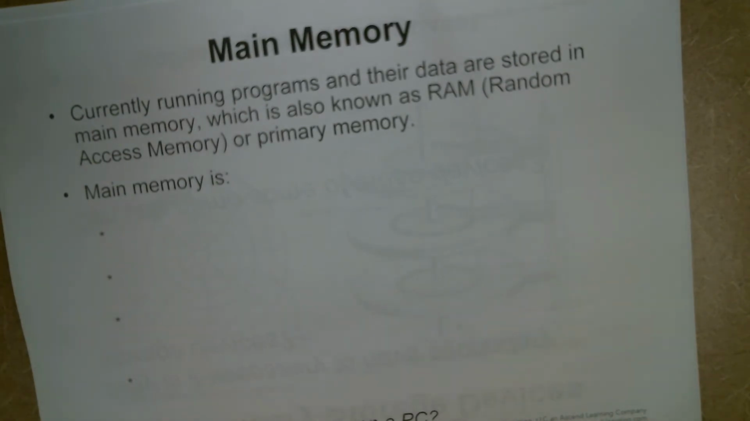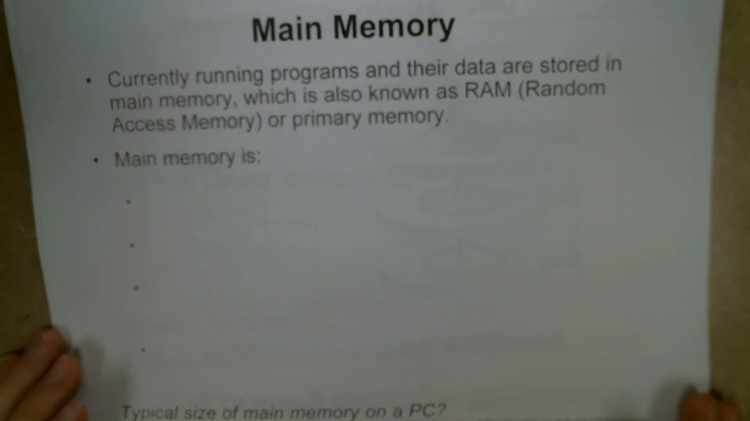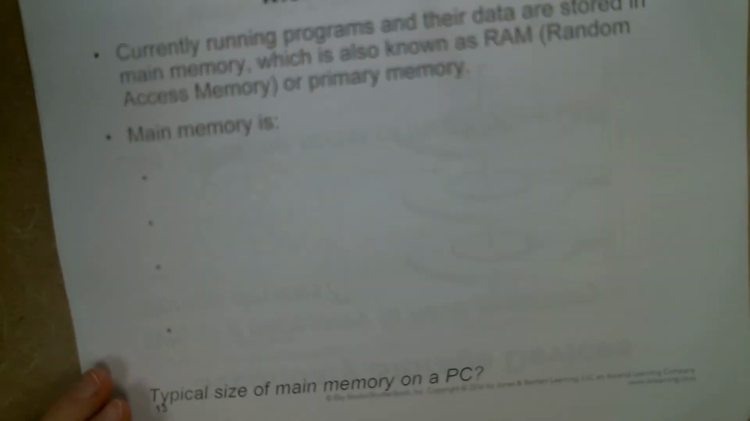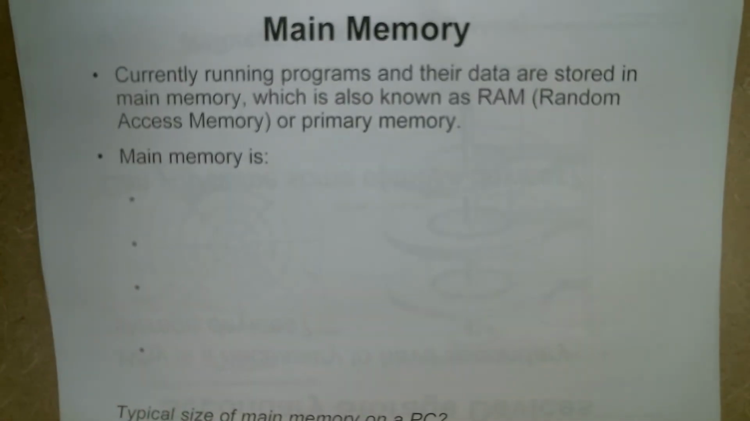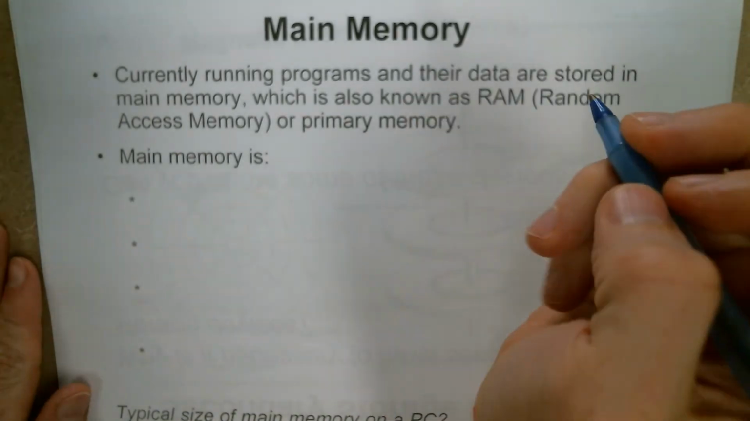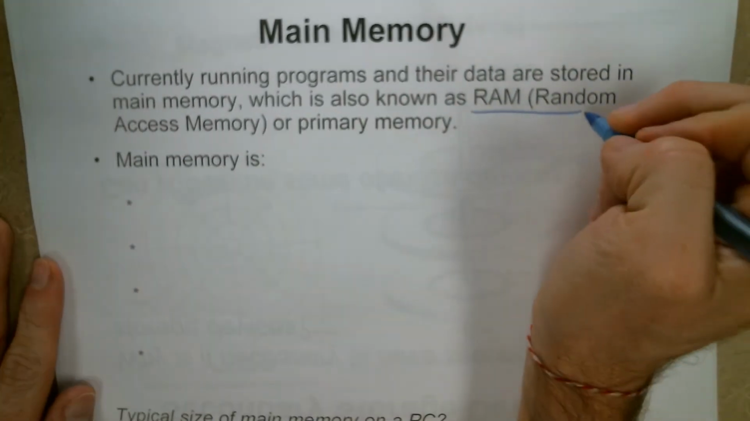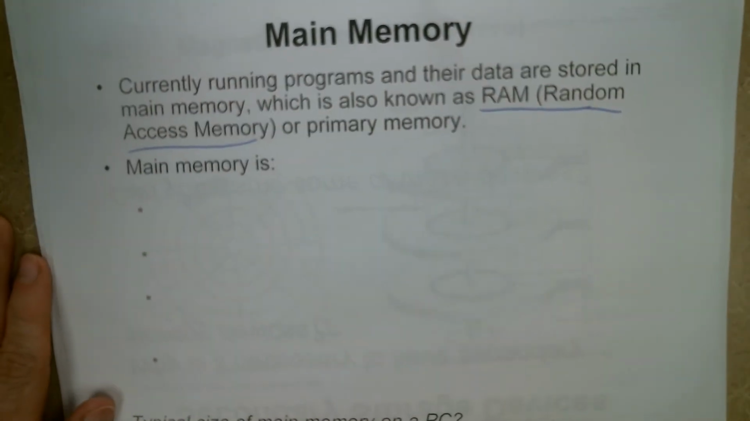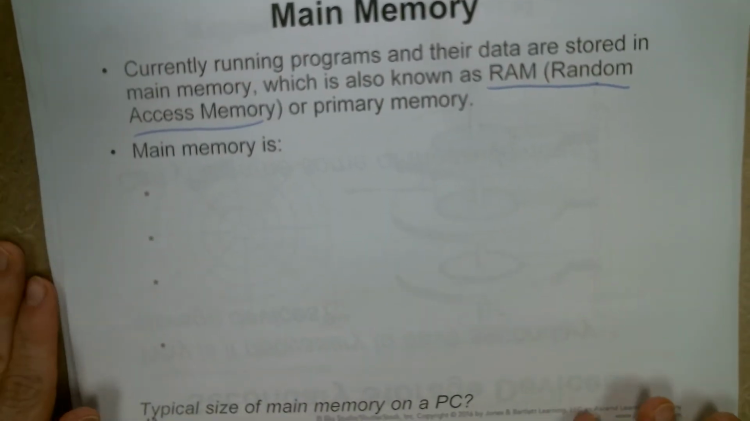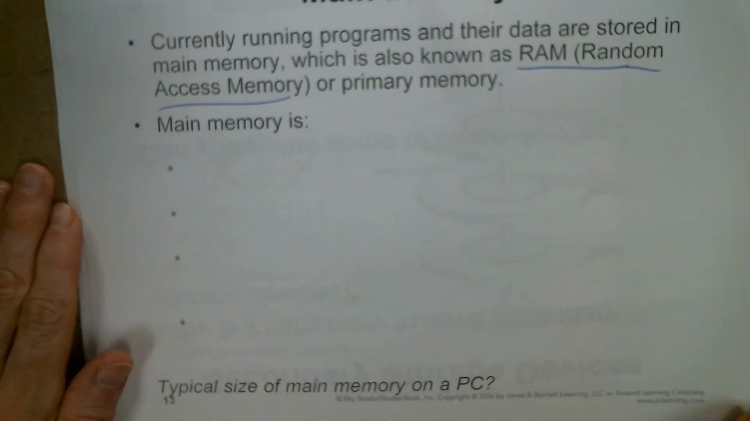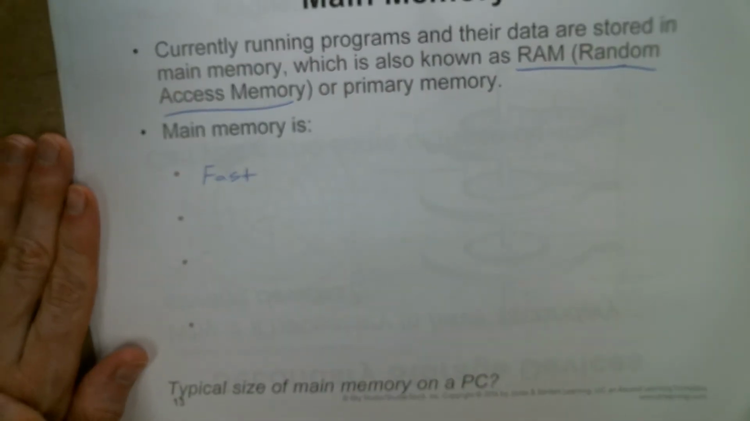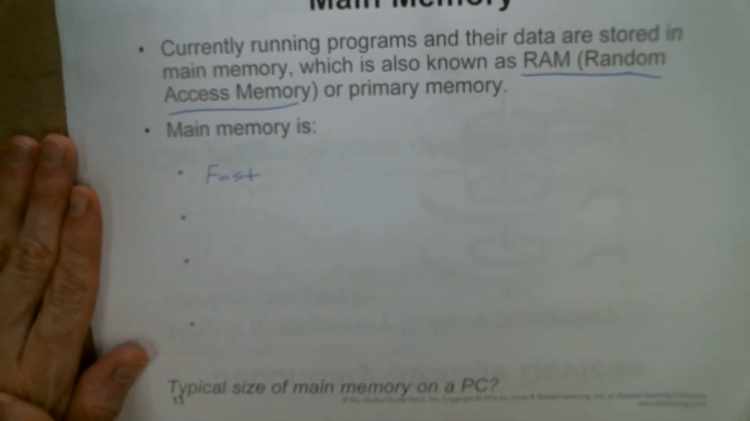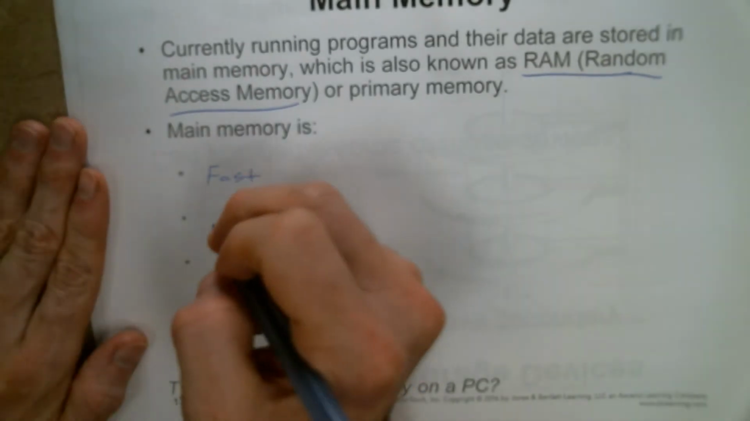So let's break it down between main memory and secondary memory, or secondary storage. So main memory. Currently running programs and their data are stored in main memory, which is also generally known as RAM, random access memory, or primary memory. So what are some traits of main memory or RAM? All right, main memory is fast. Right? It doesn't really have any moving parts, and we're going to see in a little bit why moving parts slow things down. So main memory is really fast.